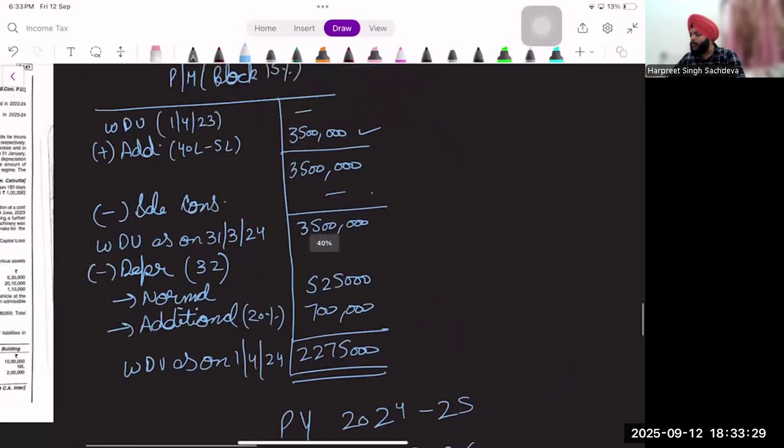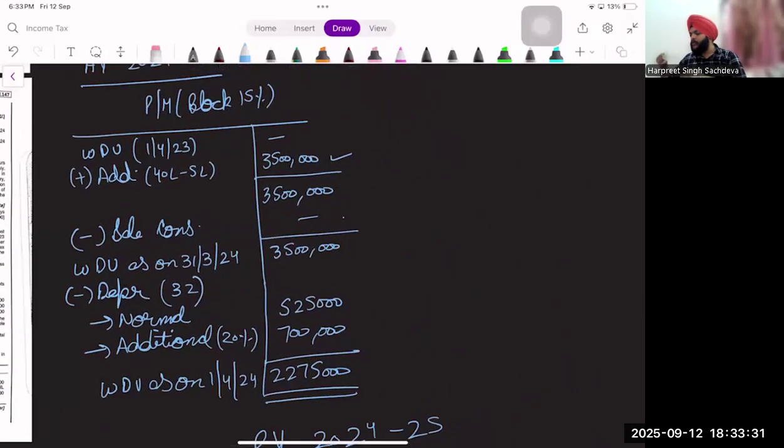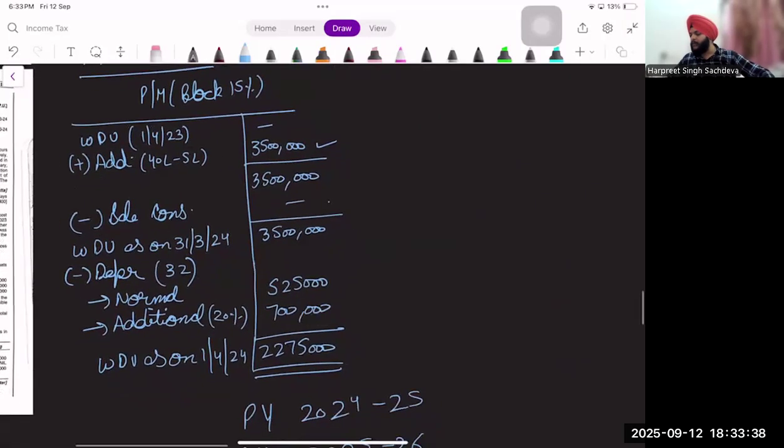Depreciation will be charged normal. Normal depreciation is 15% on 35 lakhs, and then there is no star, so additional depreciation of 20% will be applied on 35 lakhs. Any doubt in WDV as on 1st April 2024, 22 lakh 75,000? Everyone, any doubt till this? It's very important. Okay. Now we'll continue this.